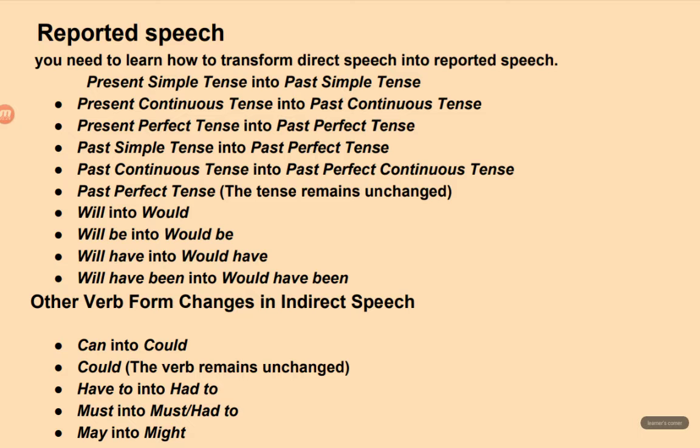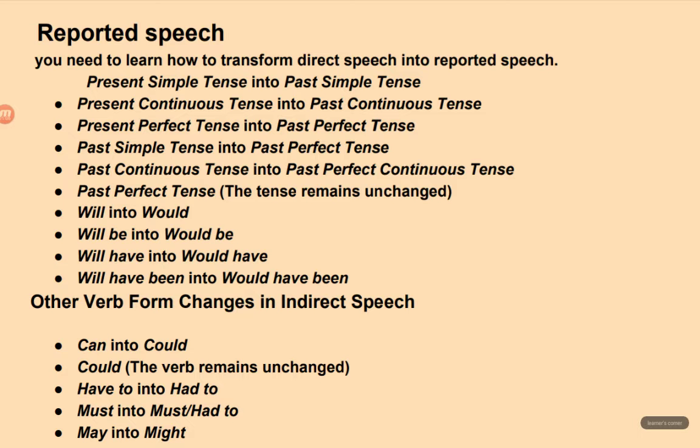Reported speech. You need to know how to transform direct speech into reported speech. Present simple tense changes into past simple tense. So when the direct speech is in present simple tense, it will be converted into past simple tense. Then present continuous tense will be converted into past continuous tense. Present perfect is the next one. These are the changes happening in the sentence when we are converting direct speech into reported speech.